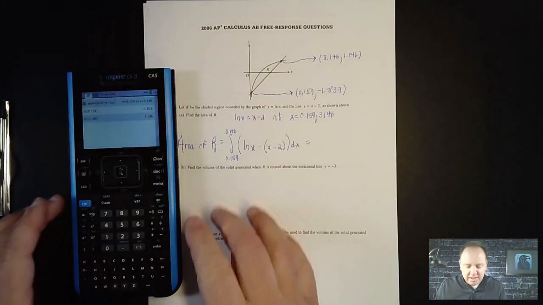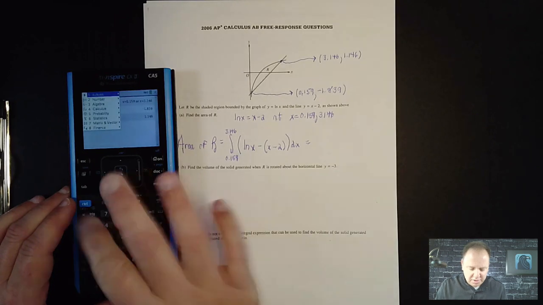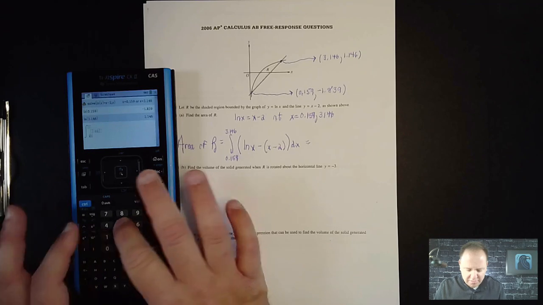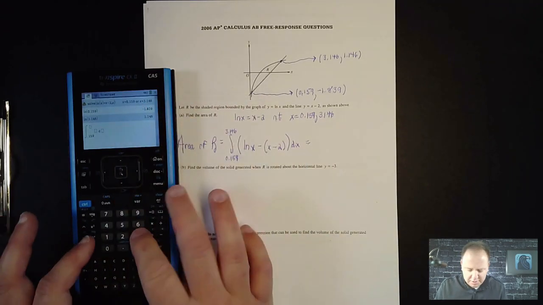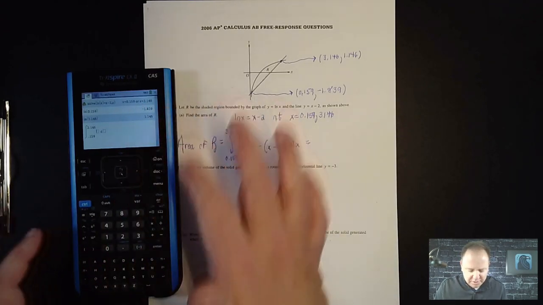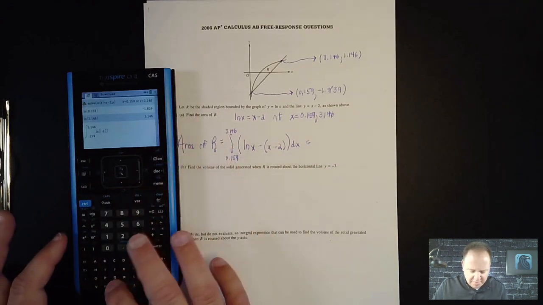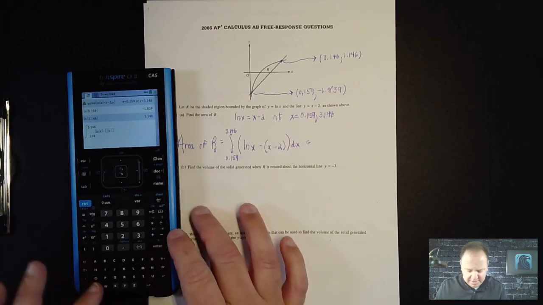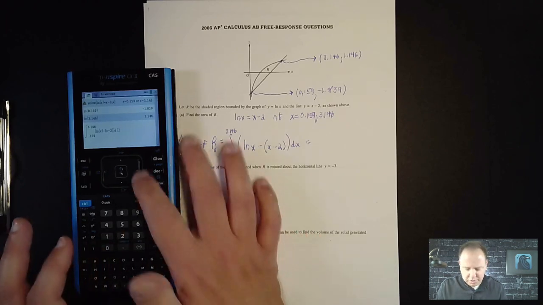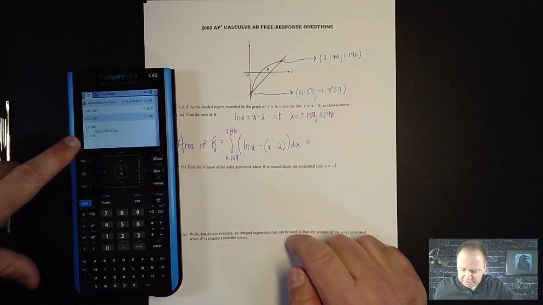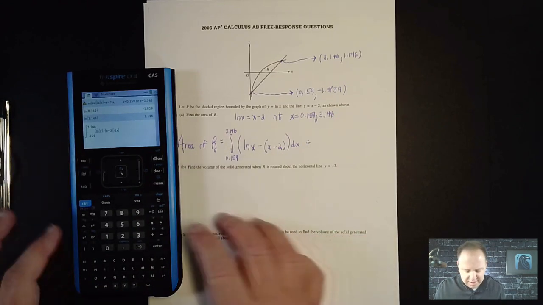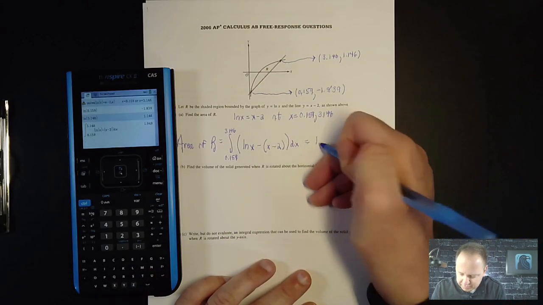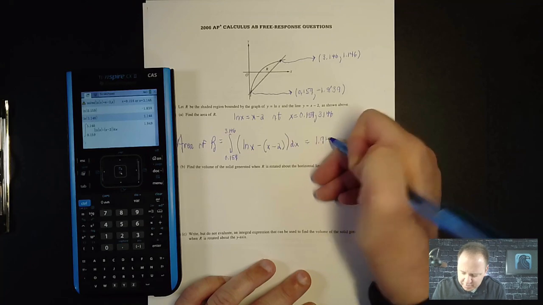I'm going to go back to my calculator. I'm going to go to my calculus menu. I'm going to take an integral, and just be careful, 0.159 to 3.146. I have the ln of x minus, be careful here, parenthesis x minus 2 dx. Let's do a quick double check, make sure that I didn't plug anything in wrong. And that gives me 1.949. Straightforward.